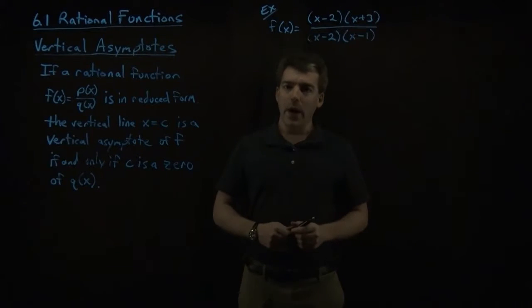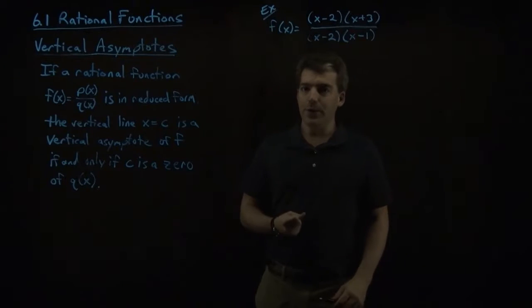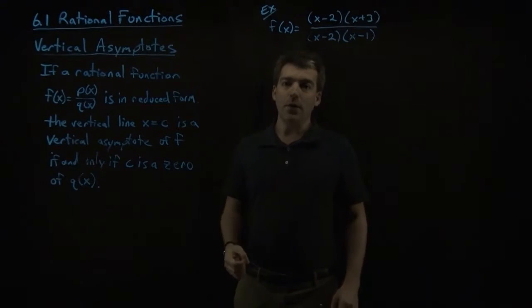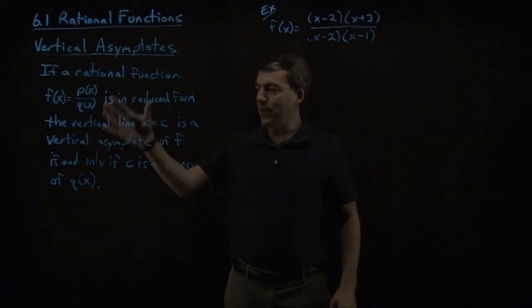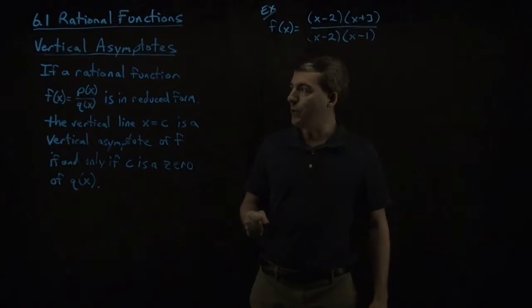Right, we've talked about rational functions, and now we're going to talk about a feature of rational functions, and those are their asymptotes. First up, we're going to look at vertical asymptotes. So here's the definition of when a rational function has vertical asymptotes.